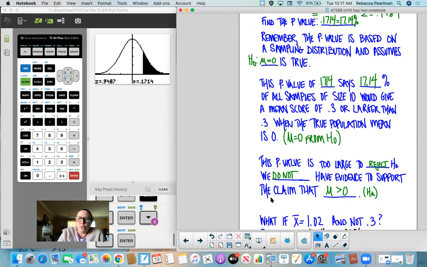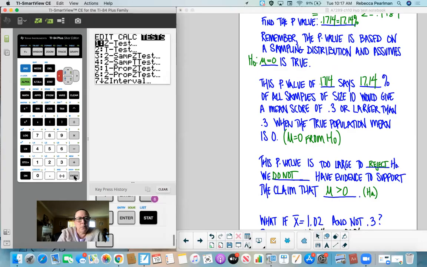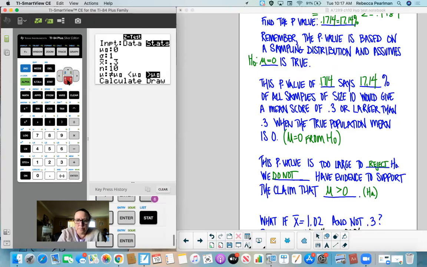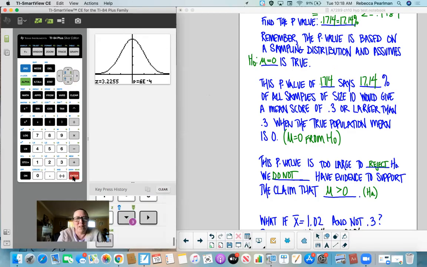Okay, so now we're going to redo this and use a different X bar. So stat, test, 1, everything is the same. So we're getting a more extreme sample mean in the alternative realm. Okay, we go down to draw. The calculate gives us the same thing, although it does reiterate a couple other things.